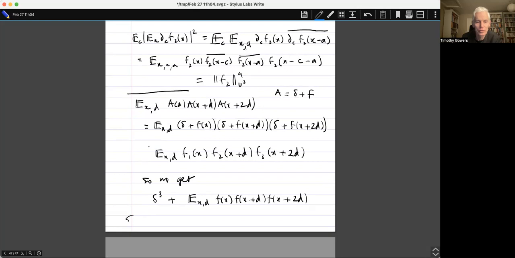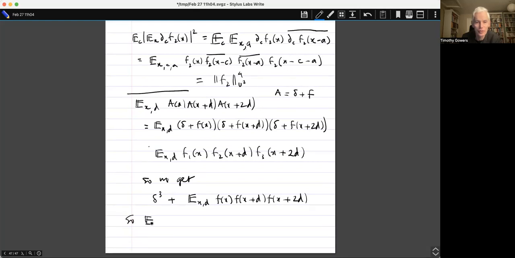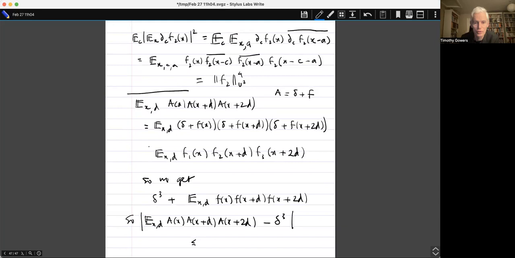So the main result of this video, which will then be generalized in the next one, tells us how good this approximation is: that minus delta cubed is less than or equal to that which we've already bounded, in modulus, by f2 times the u2 norm of f. So at most that.